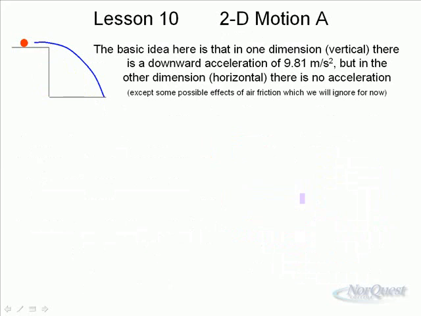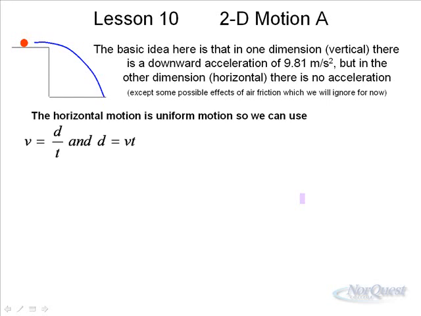So the basic idea here is that in one dimension, vertical, there is downward acceleration of 9.81 meters per second squared, but in the other dimension, horizontally, there is no acceleration. Now, we, of course, are ignoring the effects of air friction. As you get more sophisticated in physics, you'll start to include things like friction and so on. So the horizontal motion is uniform motion, so we use v is equal to d over t, distance is equal to speed times time. So we know the speed already is 5 meters per second. What is the time of flight?